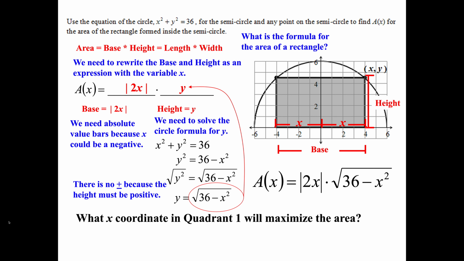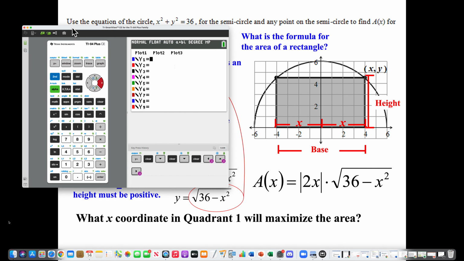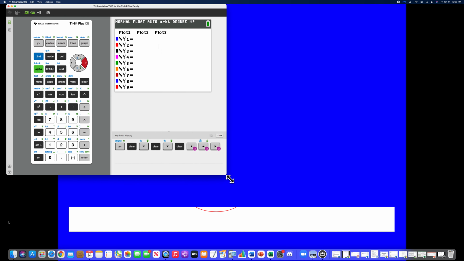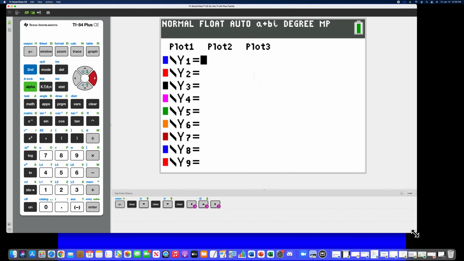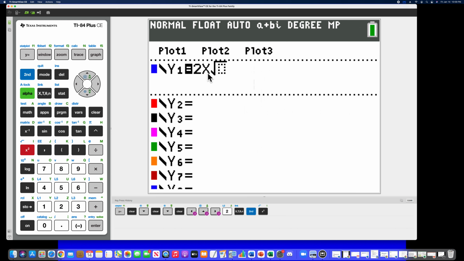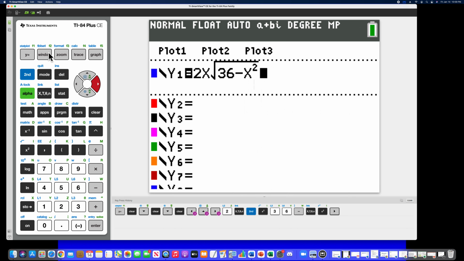So I need to bring my calculator into the game. Here we go. So let's see, I'll just try to remember it here. So y equals, we don't need the absolute value bar, so it's 2x times the square root. You don't actually have to hit the multiplication symbol. It'll be implied multiplying there. 36 minus x squared.